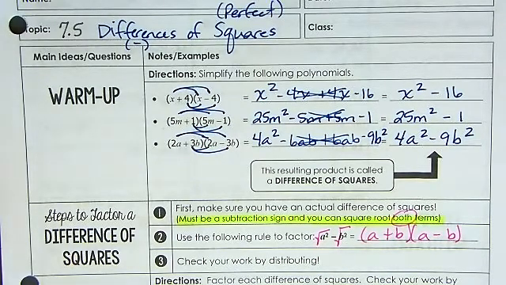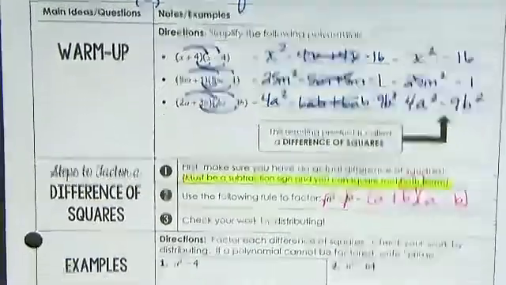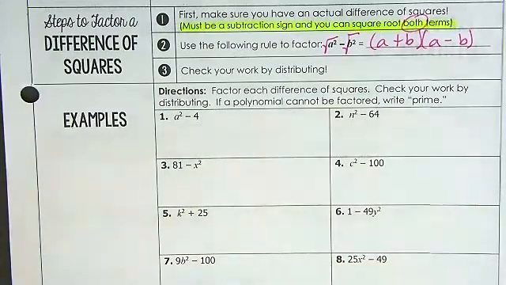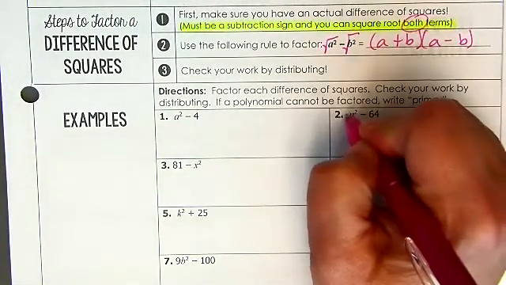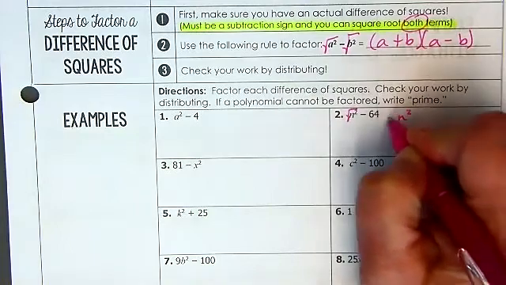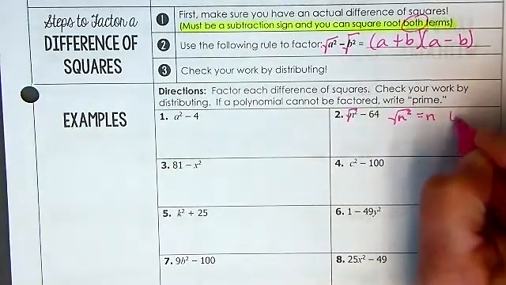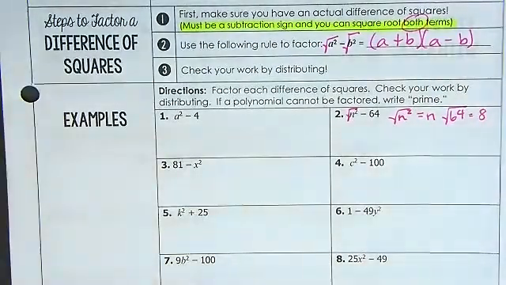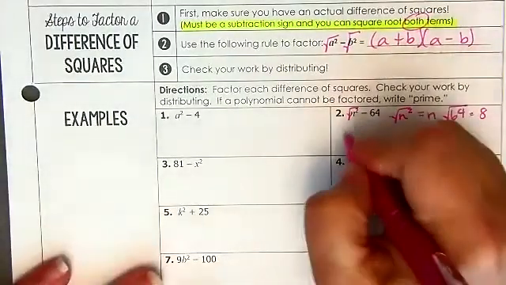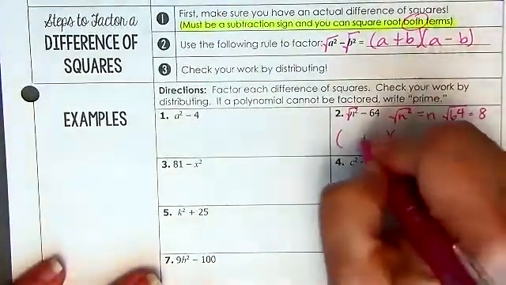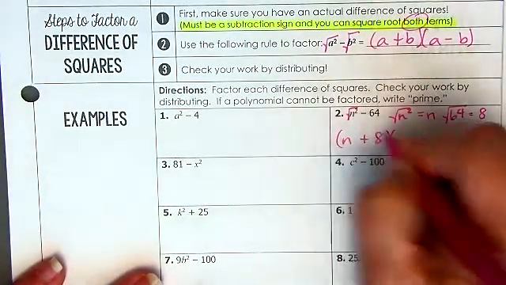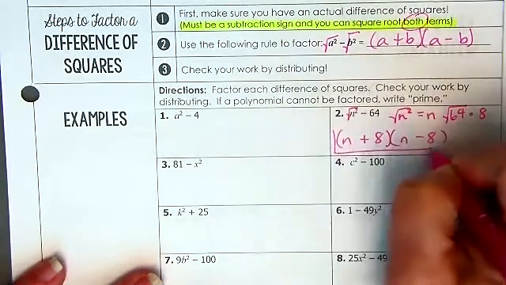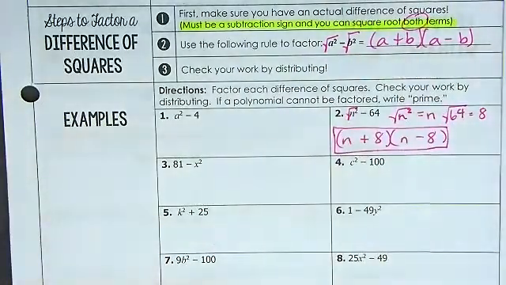All right, so let's look at number 2. I want to see if they're both perfect squares. If I take the square root of n squared, it is going to be n. The square root of 64 is going to be 8. They both are perfect squares, so I can plug into my rule. I'm going to have one positive, one negative, n plus 8, n minus 8, and I am done. That's it. Let's look at a few more examples and different ways it can be presented.